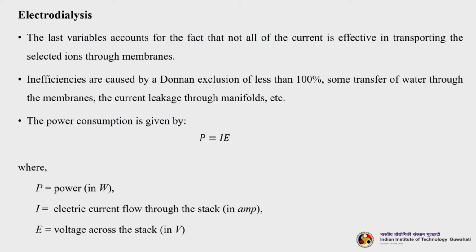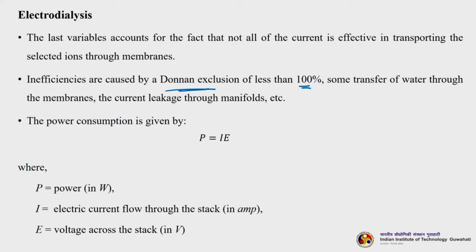So, the last variable accounts for the fact that not all of the current is effective in transporting the selected ions through the membrane. Inefficiencies are caused by Donnan exclusion of less than 100%, some transfer of water through the membranes, and current leakage to the manifolds. As we have discussed, most of these membranes are impermeable to water, but in actual practice, when some pressure develops inside the system, some water passes through. That is against the principle of 100% Donnan exclusion. And there are leakages and other things also.